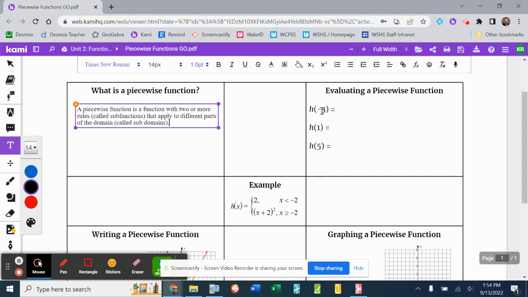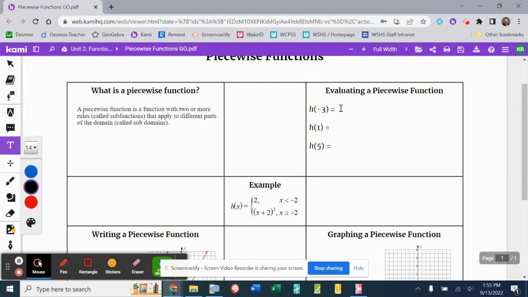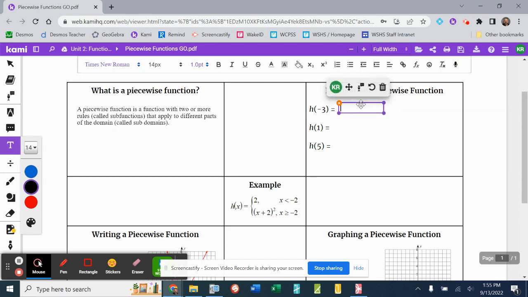In this case, they want me to find h at -3. So I have to look to see which piece -3 fits in. Here, -3 is less than -2, and so the rule I would be applying is just 2. There's no variation in this at all. So for h at -3, the answer would just be 2.